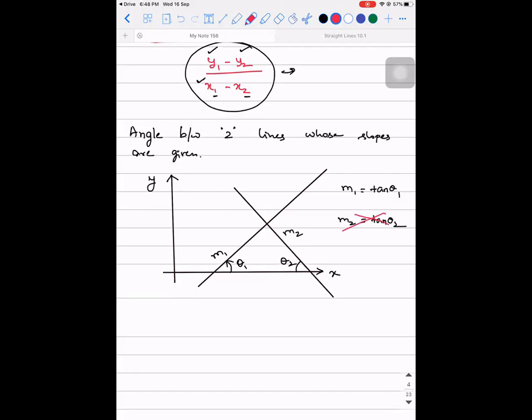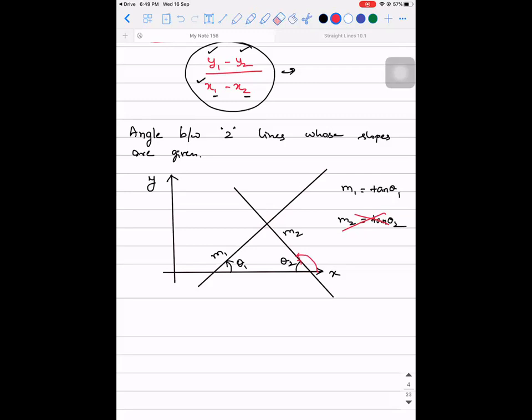It's wrong. Why is it wrong? The angle I've considered is actually a clockwise one. You need to concentrate on these kinds of minute details. What did I say? From the positive x-axis, you need to take an anti-clockwise angle.